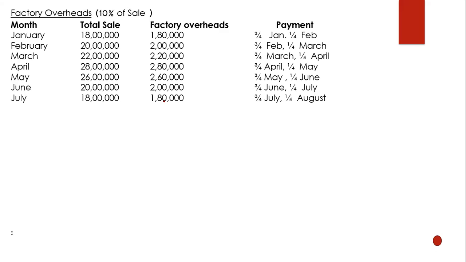So again we'll make the same thing, but here a 1/4 time limit is given. So 3/4 part will be paid in the same month and 1/4 will be in the next month.